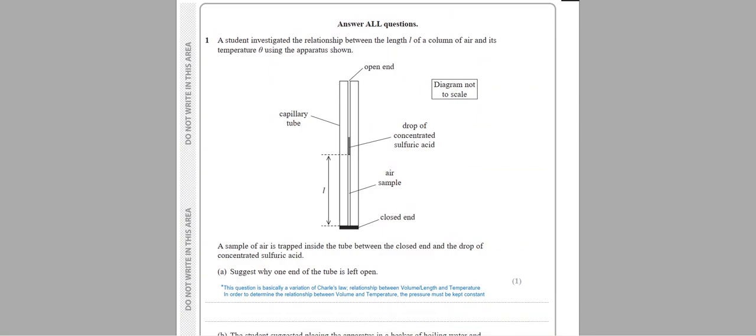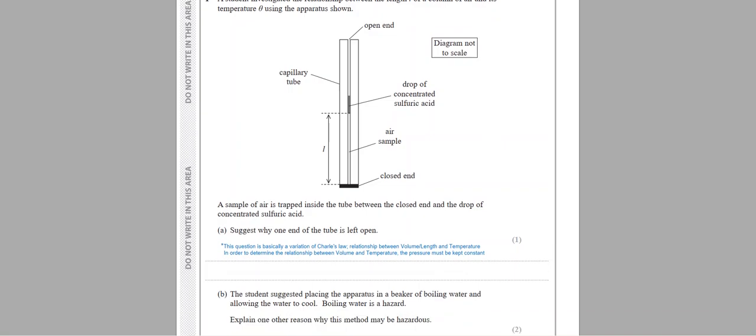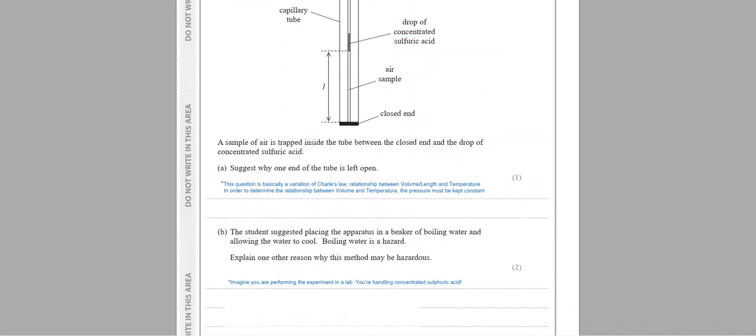A student investigates the relationship between length L of a column of air and its temperature theta using the apparatus shown. A sample of air is trapped in the tube between the closed end and a drop of concentrated sulfuric acid. Suggest why one end of the tube is left open.